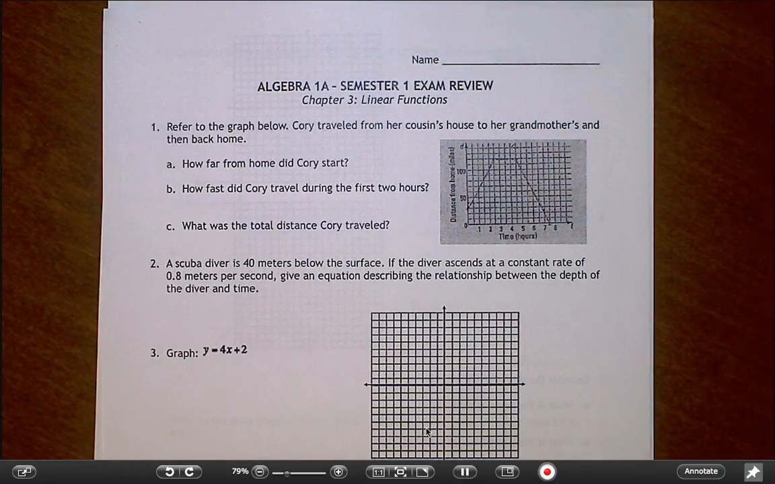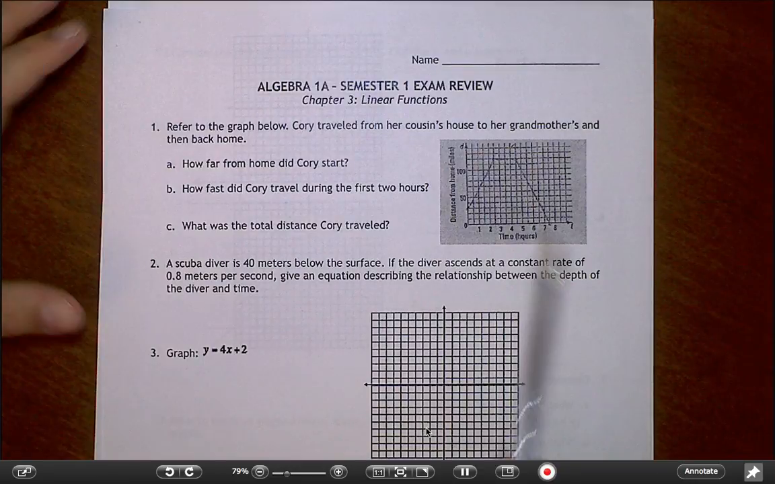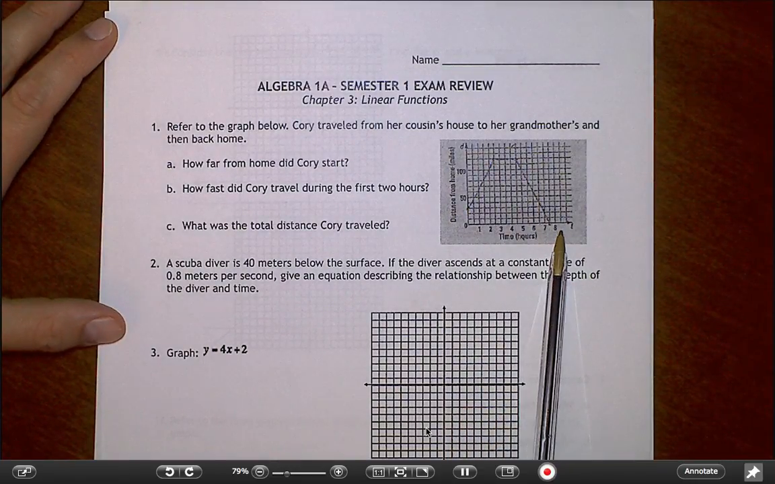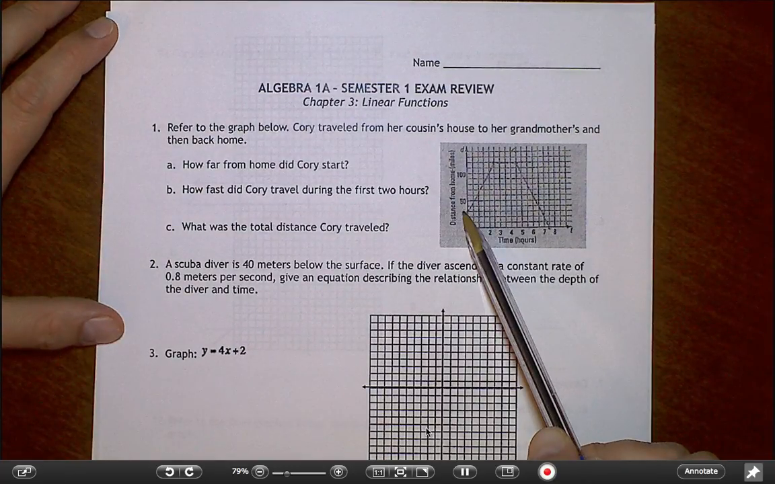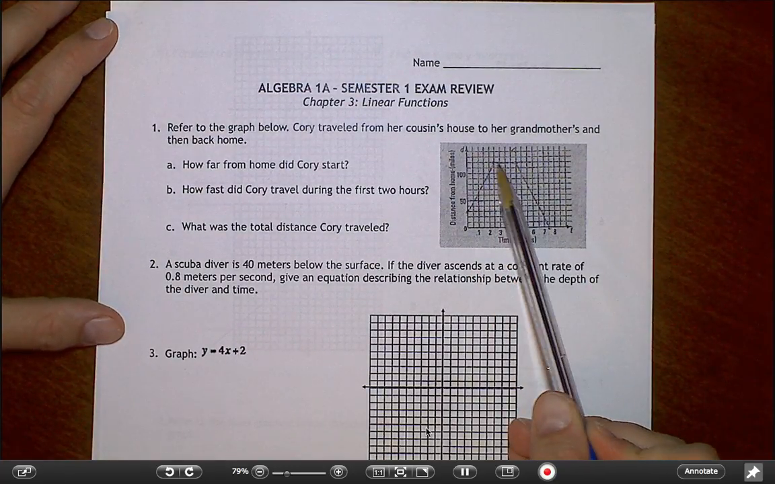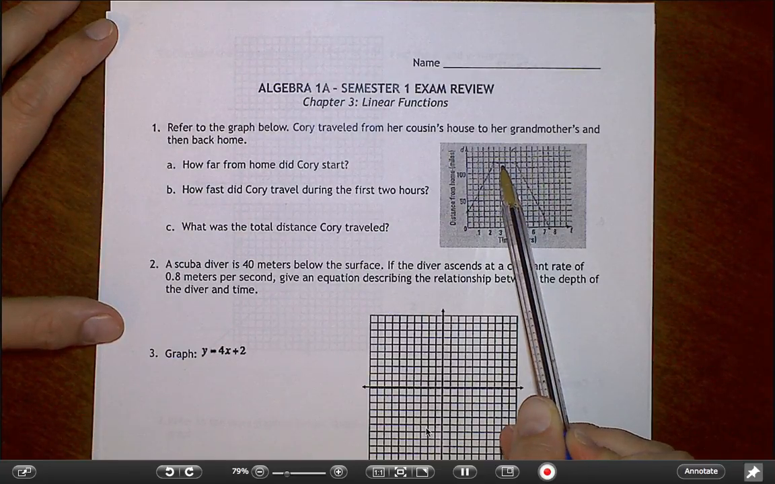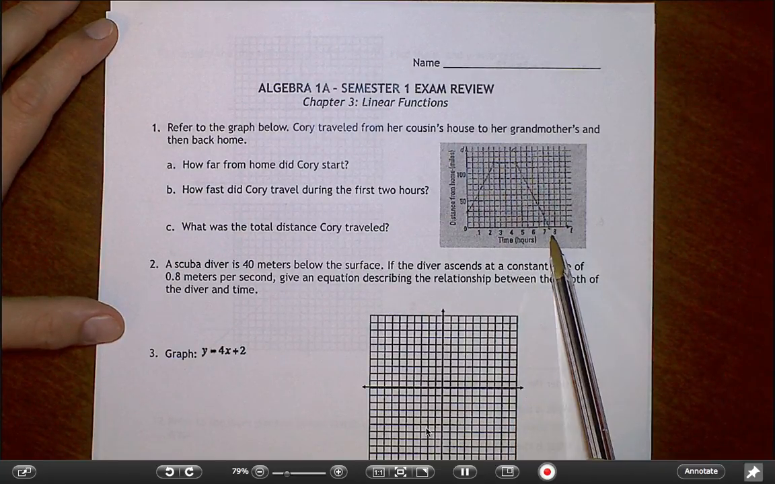So, number 1 is really just about reading information off this graph. This is representing Corey traveling from her cousin's house to her grandmother's house and then back to her own house. Okay, so we can assume this is where the cousin lived. This flat area represents where she stayed in one place for a while. I'm going to assume that's good old grandma's house, and then this is where she heads back home.